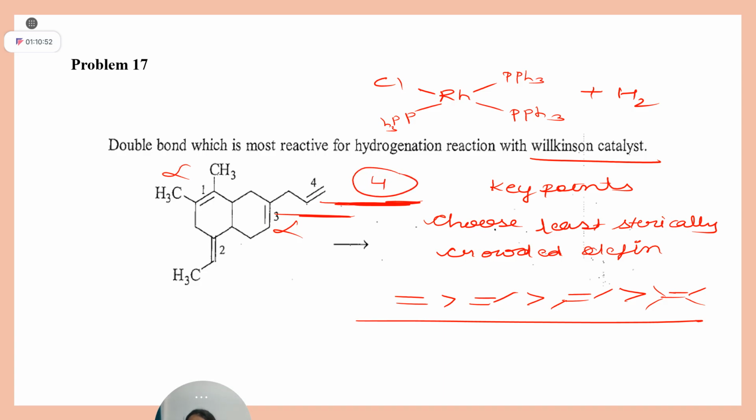From a competitive exam point of view, people can ask among olefins numbered 1, 2, 3, 4. Basically, this type of question can come as a numerical answer type question, where you have to add that number. So the correct answer is 4.